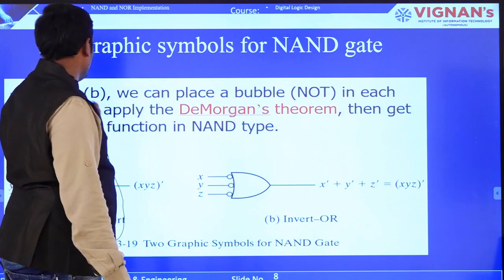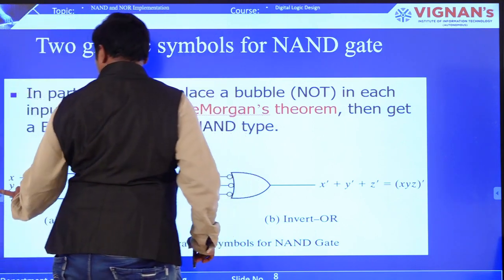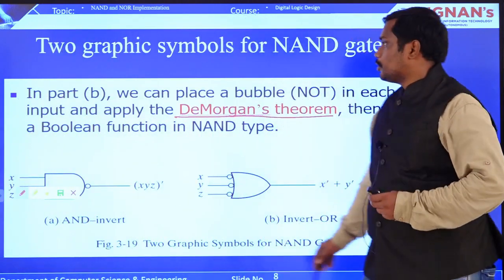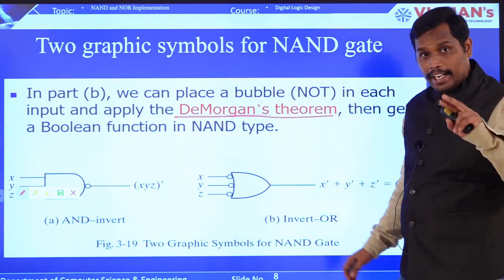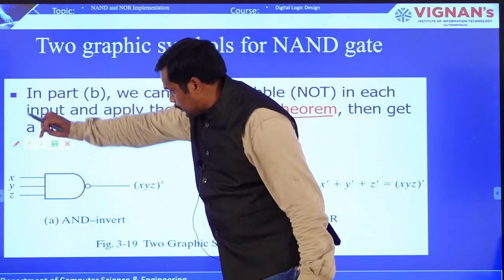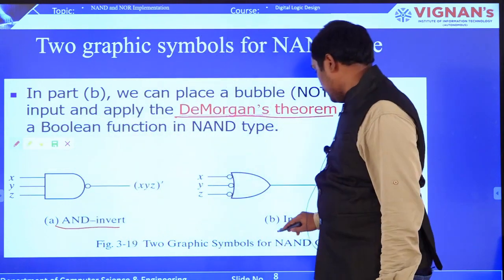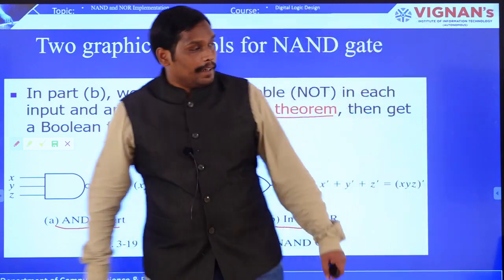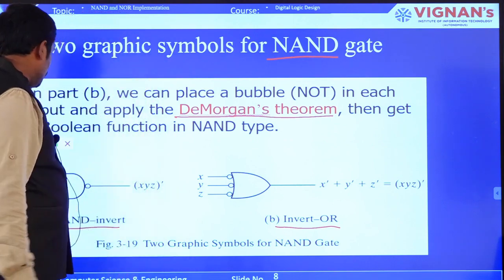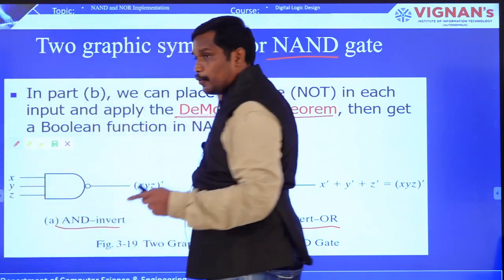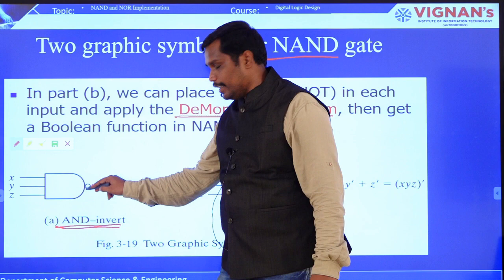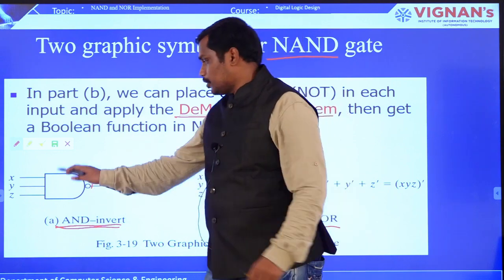So now we'll go to the 2 graphic symbols. As I told you, we are going to apply De Morgan's theorem. Here you can see 2 graphic symbols used for the NAND gate. So the NAND gate can be expressed in 2 different ways with De Morgan's law: AND invert and invert OR. The NAND universal gate, if you want to use AND, can be represented with AND invert, which means the invert is at the end. This is how you are going to express it.